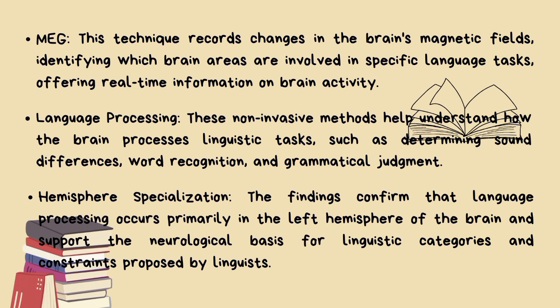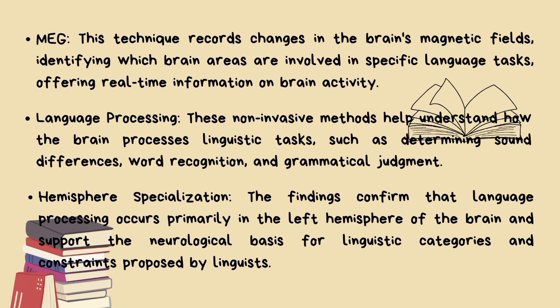In language processing, MEG can identify which parts of the brain are active when we do things like listening to or speaking words. For example, it can show how we understand sounds and recognize words or make judgments about grammar. This helps researchers understand how the brain handles different language tasks. Hope you understand that.